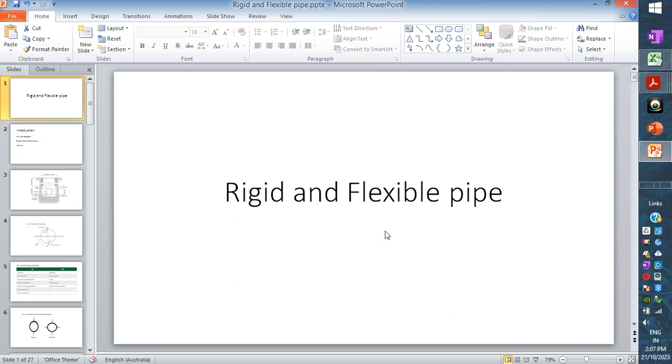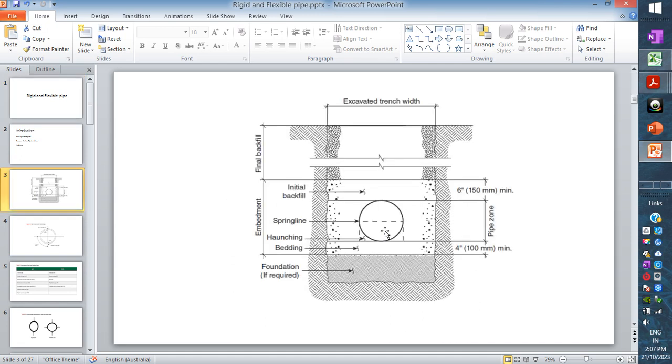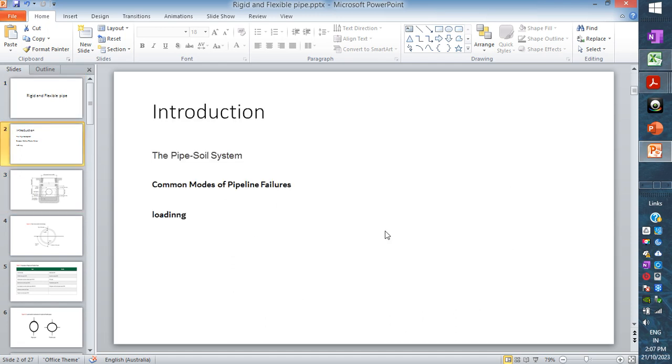In today's session, we will go through rigid and flexible pipe. We will talk about the pipe and soil interaction, common modes of pipe failure, loading criteria, and a few examples to calculate the loading on a pipe within the given embankment condition.